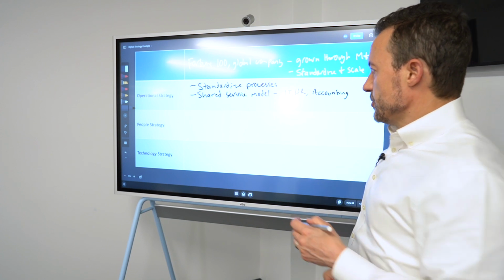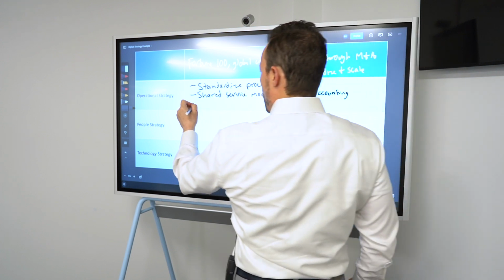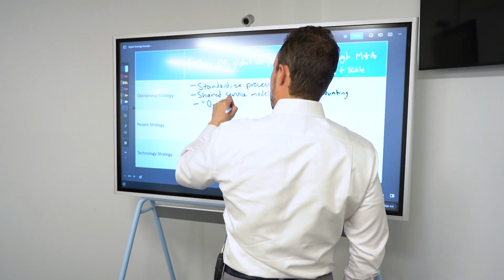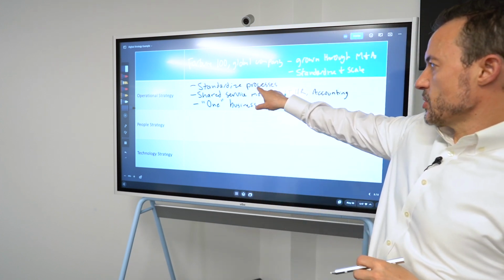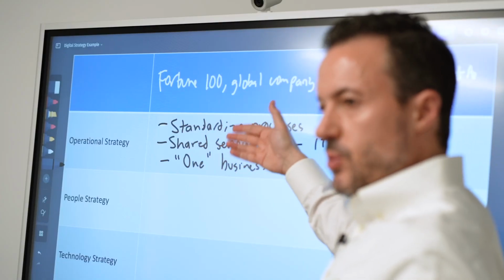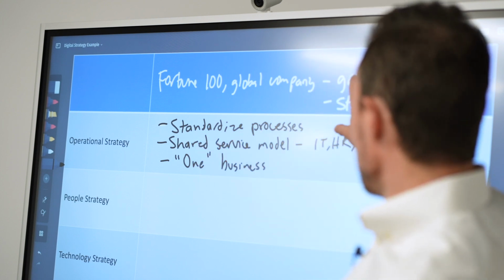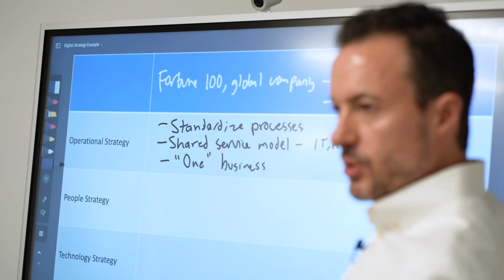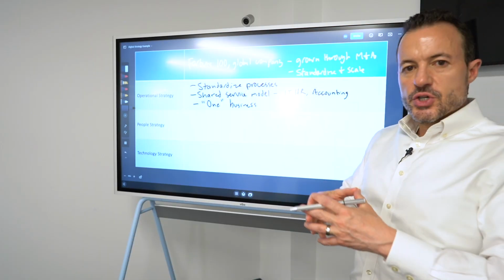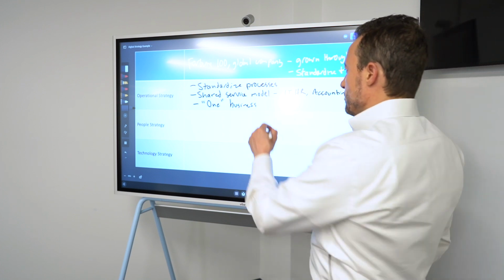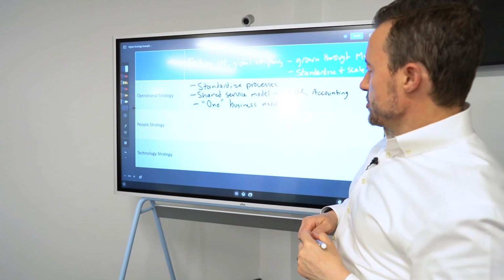And just to take this one step further, one of the operational strategies that many of our clients that fit into this bucket go for is they want a one business model. So they're trying to act like one business. They're not moving to a shared service model or to standardized processes just because they want to, and not even just because they want to drive costs down, but also because they want to start acting like one business. They don't want to act like 10 or 20 or 30 different businesses, or however many companies they went out and acquired. They want to act like one global company with a standard set of business processes, shared service models, and one business model.